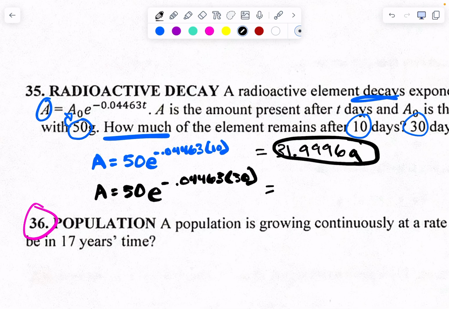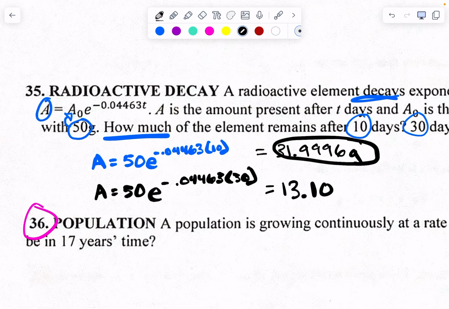Okay. It's decaying, by the way. We're talking about a radioactive element. We have 50 grams. After 10 days, this much has decayed. Is it going to be more or less after 30 days? More. More has decayed, so this number will be less than 31, right? Lower. What is that number? 31.99. No, it's the other one. The other one. Go, Jacob.